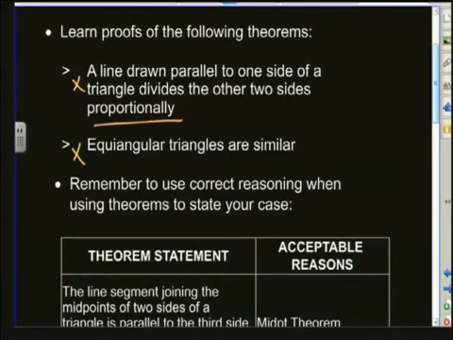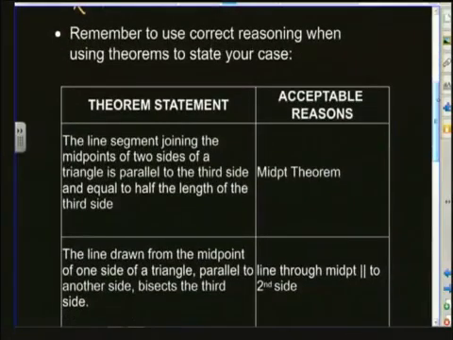Now, you know in geometry that whenever you make a statement, you need to give a reason. The reasoning needs to make sense. So I just want to give you a reminder of what the theorem says and what the abbreviation is that you should be using in the exam. So remember to use correct reasoning when using theorems to state your case. First, let's look at what the theorem statement says, and then we'll have a look at what the acceptable reasoning is. The first one: the line segment joining the midpoints of two sides of a triangle is parallel.